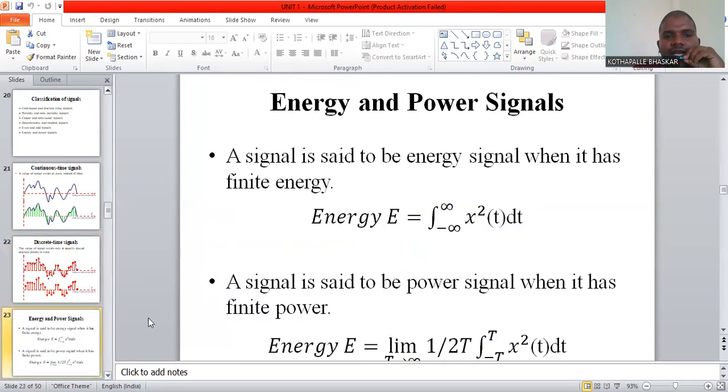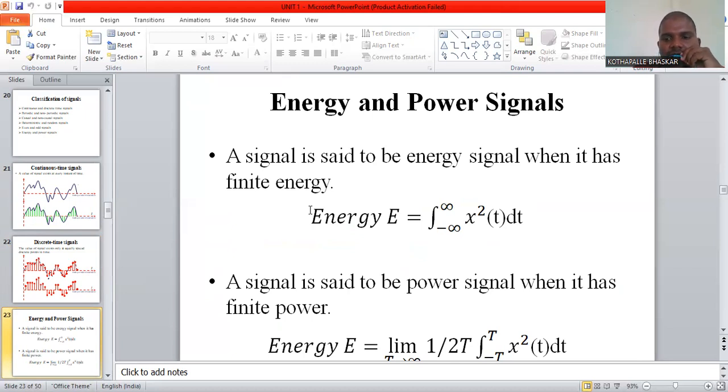So coming to energy and power signals. An energy signal can be defined as E is equal to integral from minus infinity to infinity of x square of t dt. That is in continuous time. In discrete time, E is equal to summation from n equal to minus infinity to infinity of x square of n. An energy signal has finite energy.